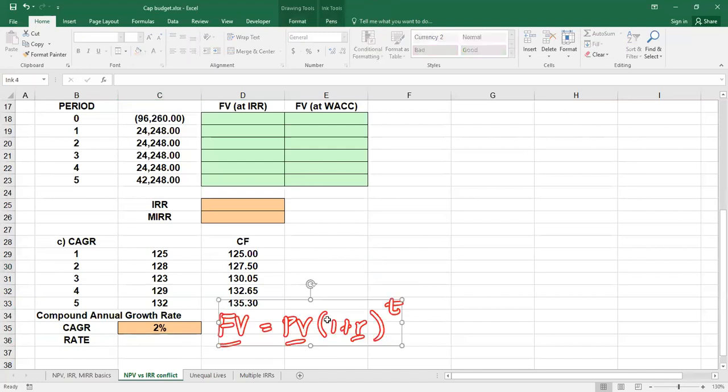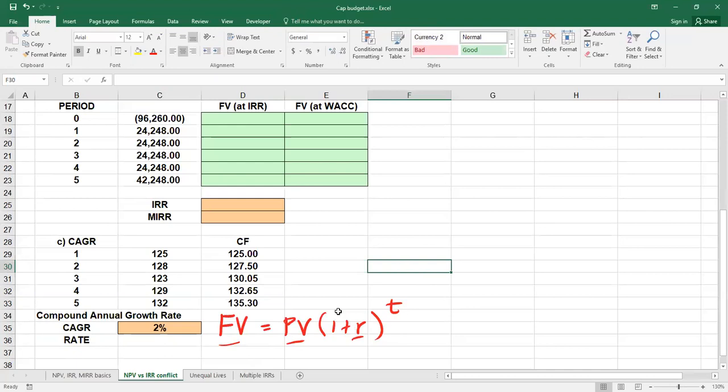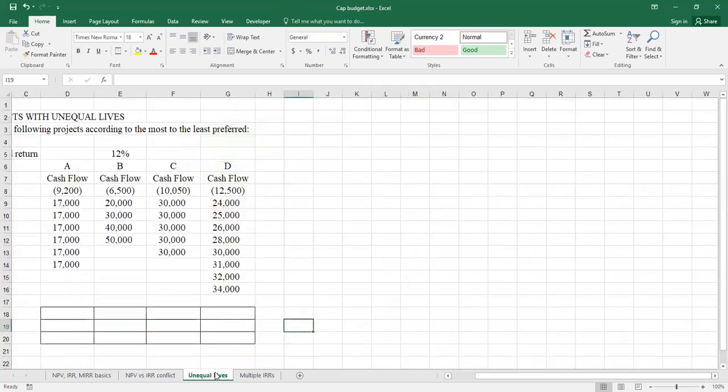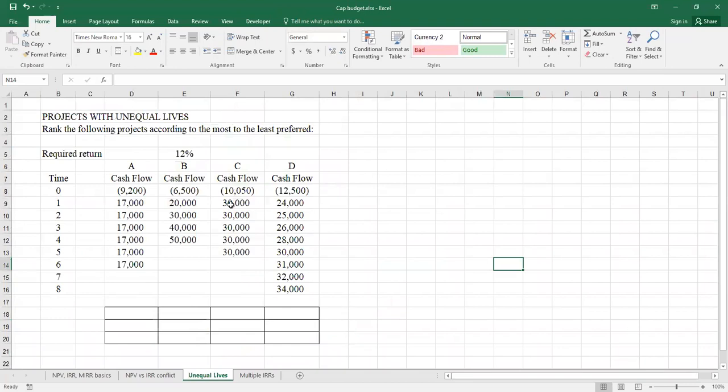Or, kasi ito dapat ang formula na gagamitin mo, no? How do you now solve for R? Okay, you should let your value now grow up to your future value at this rate given this period. Okay? Sige, punta tayo sa unequal lives. Okay, here, unequal lives, you have projects that have different time frames.